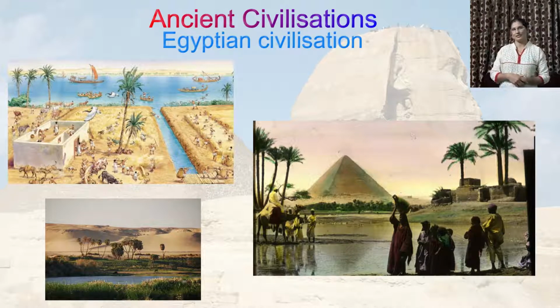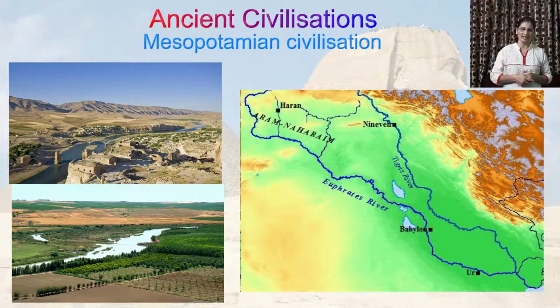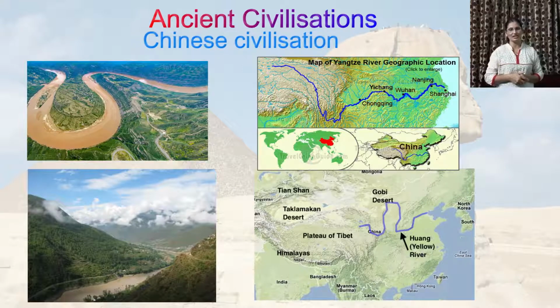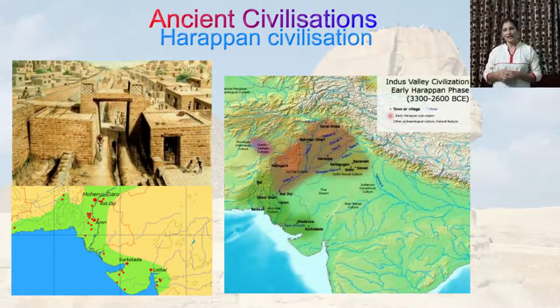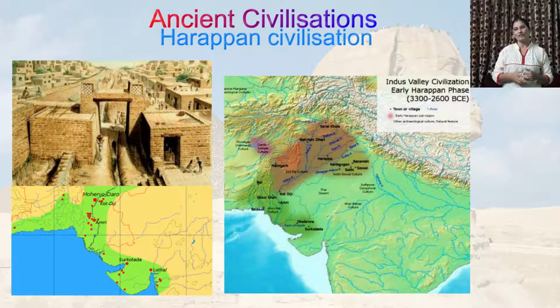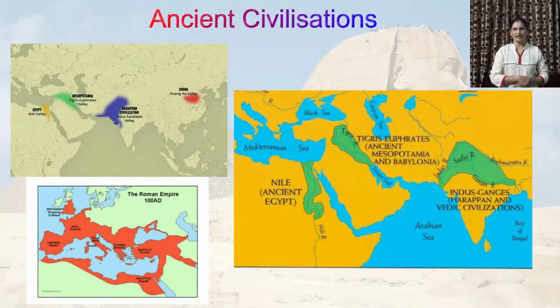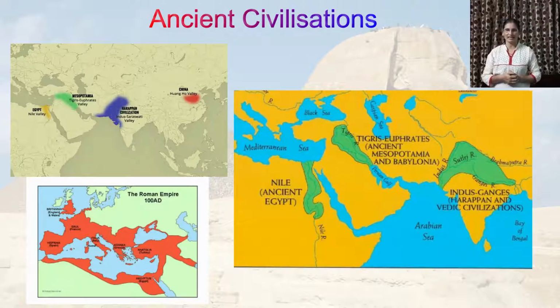As I said, Egyptian civilization flourished on the banks of the river Nile, and the Mesopotamian civilization started on the banks of the rivers Euphrates and Tigris, and the Chinese civilization flourished on the banks of the rivers Huang He, Yangtze and Xi Jiang, and the Harappan civilization started on the banks of the river Indus. Children, you can look at this map which shows the ancient civilizations.